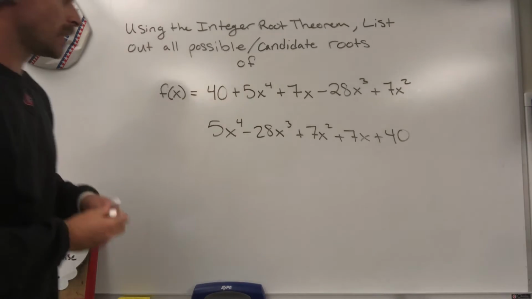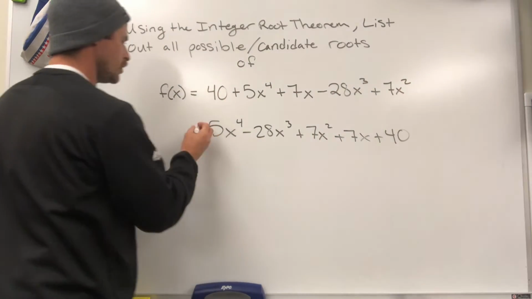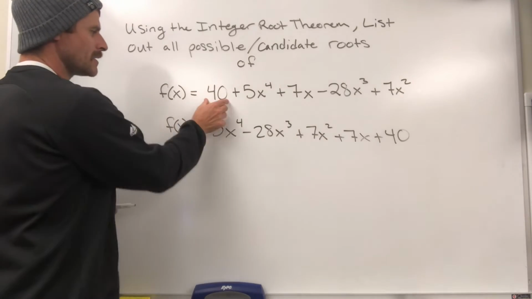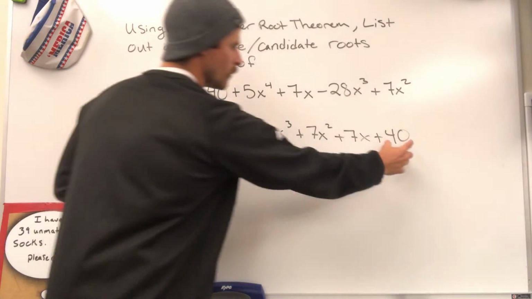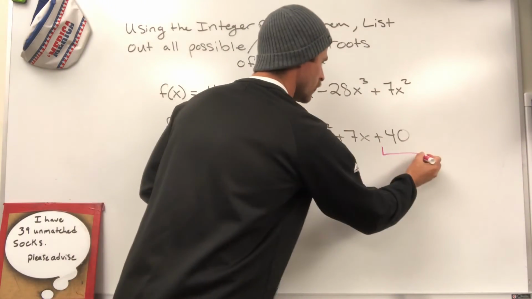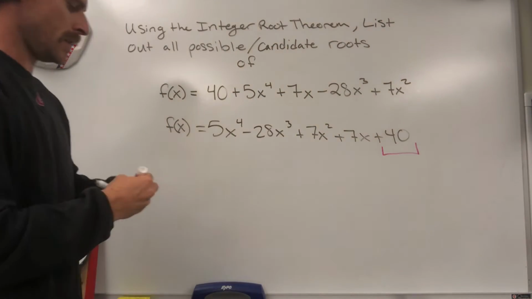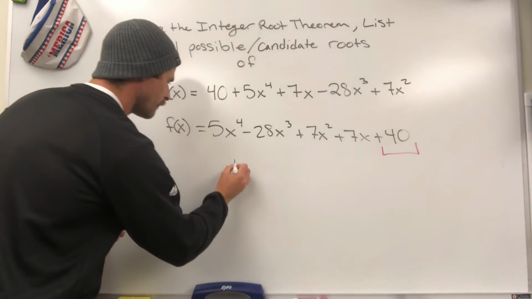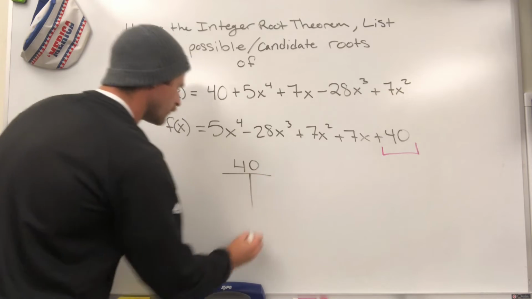Okay, so all they're trying to do is move these terms around on you and hide that constant, make it a little bit trickier for you. But we now see our constant right here. We're moving it over to the end. So we need to now find all of our factors of 40. That's going to be quite a few more than the last example we just went over. So let's list down 40. We'll give all of our factors of 40.